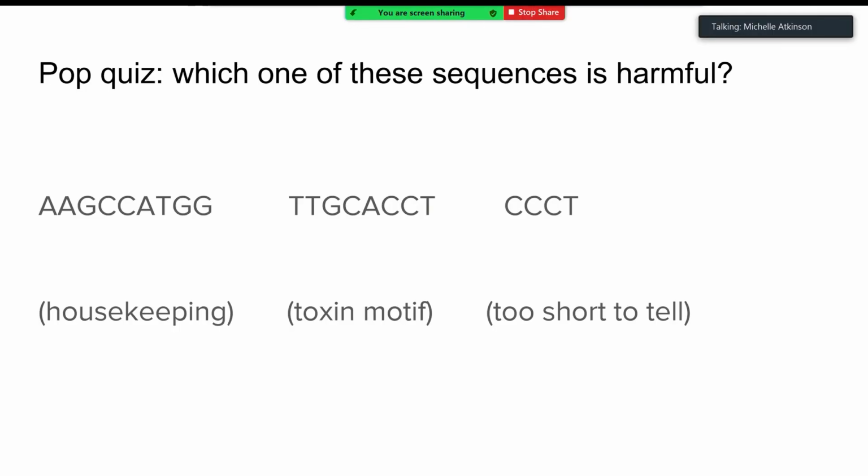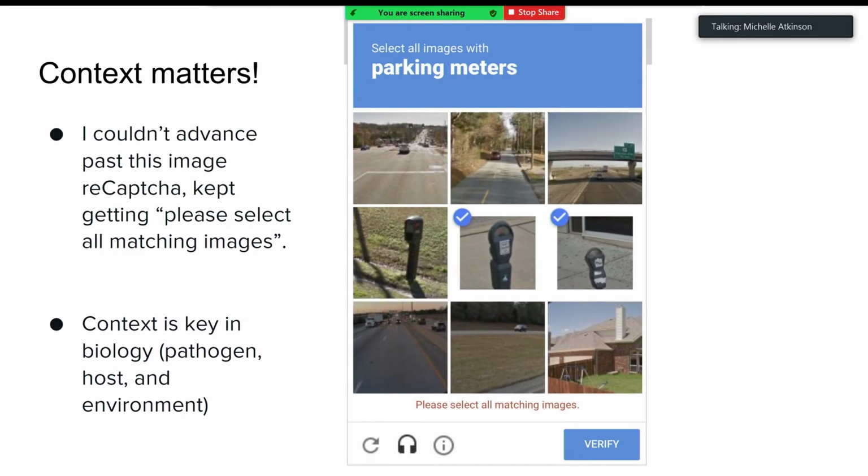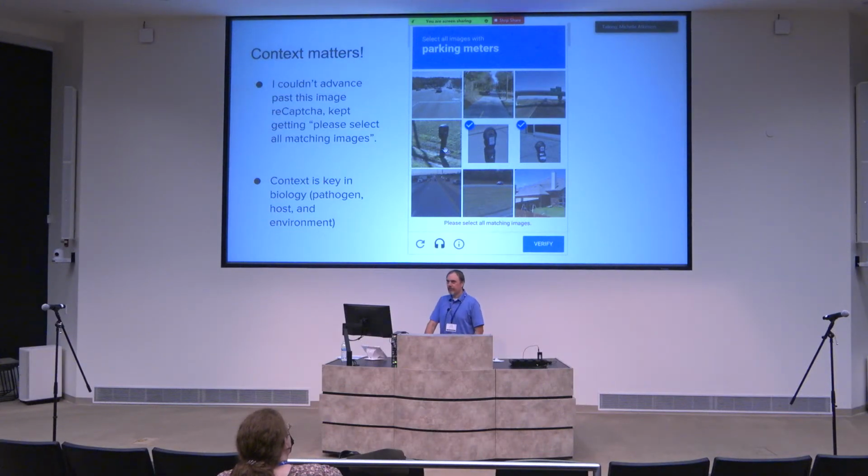It could be a lot of different variables here that determine if something's harmful. So one thing to keep in mind, in addition to what I just said, is that context is important. When I was trying to get to a website, I got this reCAPTCHA image, and it wasn't letting me advance. I don't know if you can see it on the screen, but I was convinced I identified all parking meters, but in fact, they wouldn't let me advance. So you're missing one, essentially, until I clicked this mailbox, right? For some reason, I was convinced that mailbox was a parking meter. So I clicked it, and I was able to go.